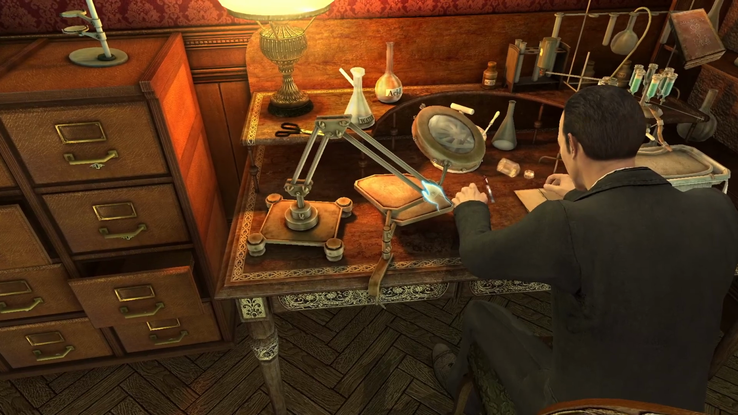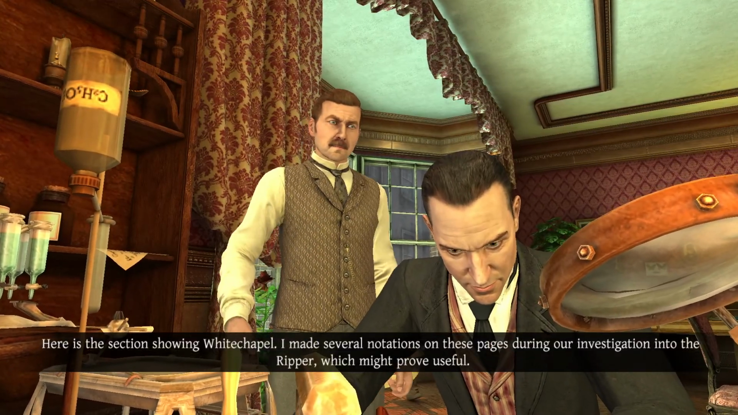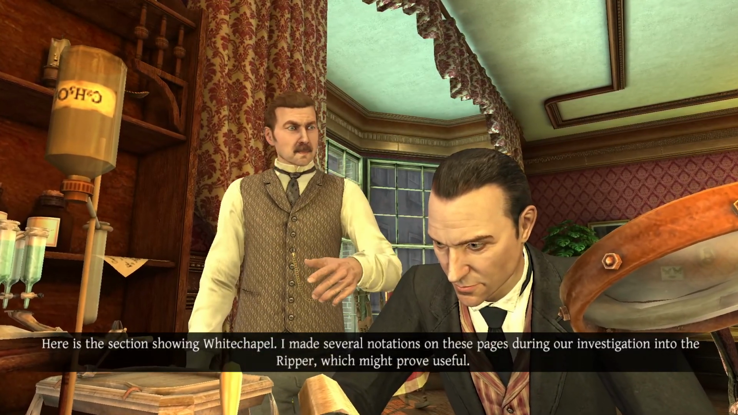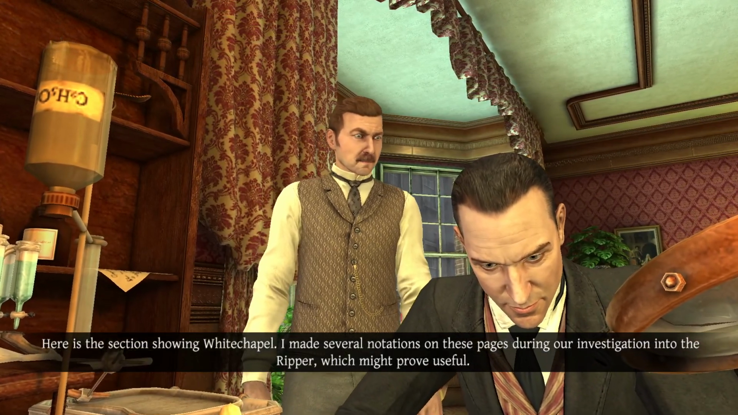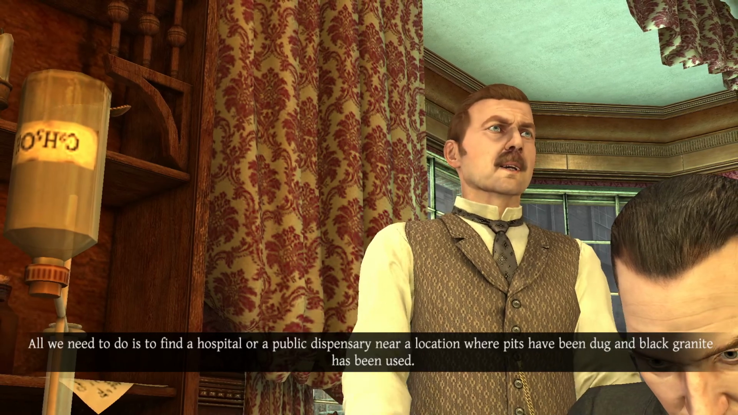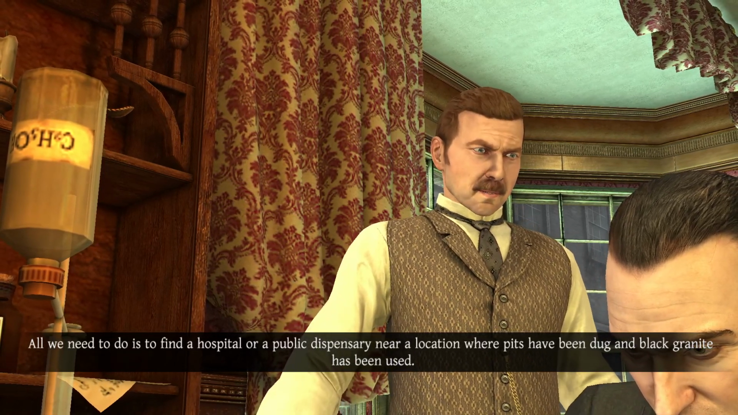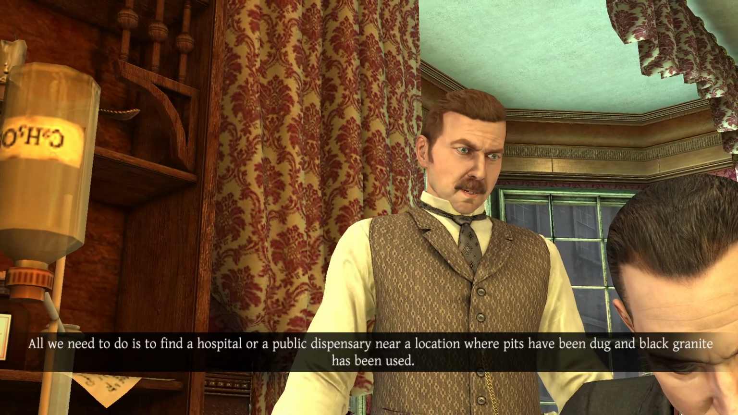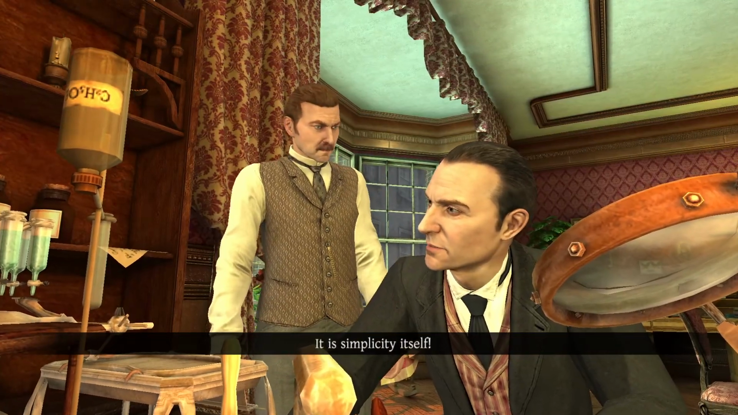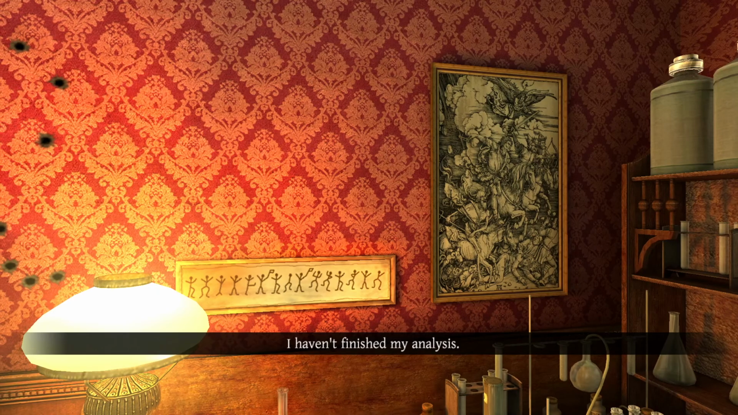Where's the book? Here is the section showing Whitechapel. I made several notations on these pages during our investigation into the Ripper, which might prove useful. All we need to do is to find a hospital or a public dispensary near a location where pits have been dug and black granite has been used. It's simplicity itself. I haven't finished my analysis.